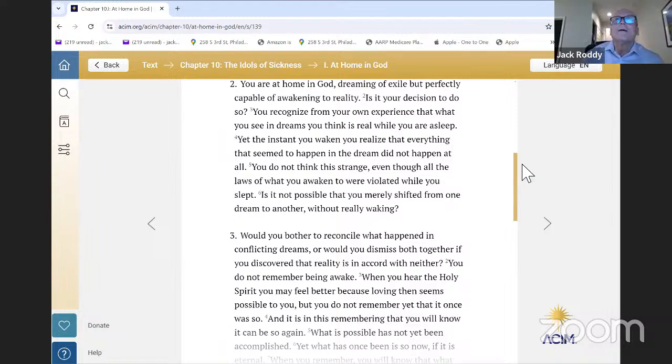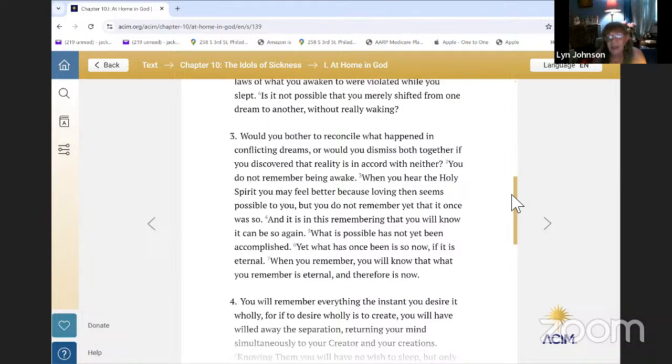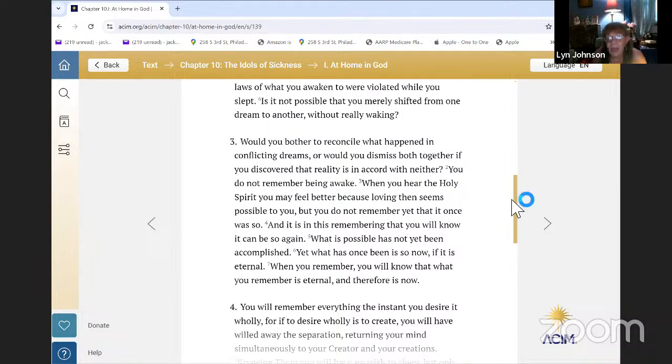Okay, let's go to paragraph 3. Okay. All right. Yeah, thank you. Yeah, there we go. Would you bother to reconcile what happened in conflicting dreams? Or would you dismiss both together if you discovered that reality is in accord with neither? You do not remember being awake. When you hear the Holy Spirit, you may feel better because loving then seems possible to you, but you do not remember yet that it once was so. And so it is in this remembering that you will know it can be so again. What is possible has not yet been accomplished, yet what has once been is so now, if it is eternal.